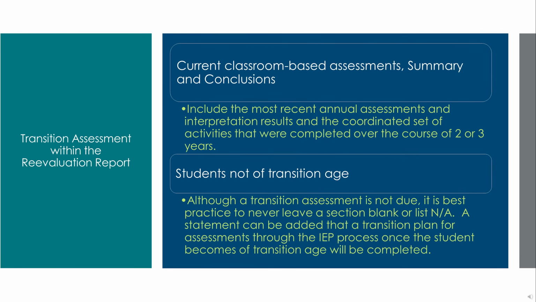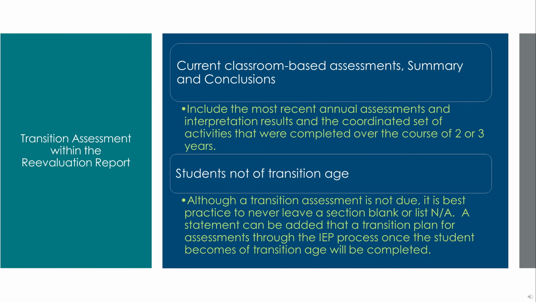In addition to the IEP, another location that transition assessment should be located is within the reevaluation report. In the RR, Section 1, Summarize Information Reviewed, Question 4 asks for current classroom-based assessments and local and/or state assessments. In addition, transition assessments and interpretation of results should be included in Section 2, the determination of need for additional data, summary, and conclusions.